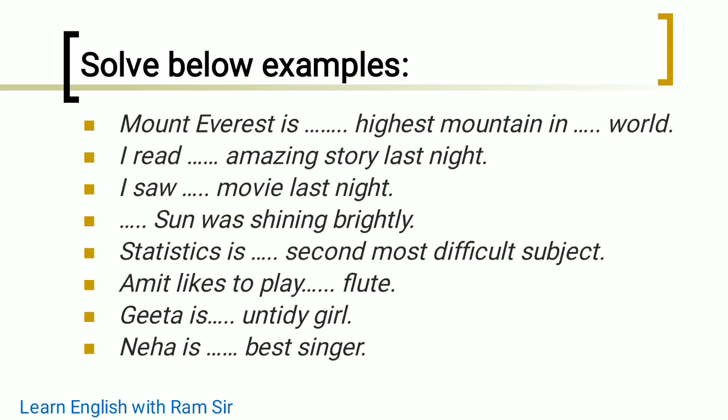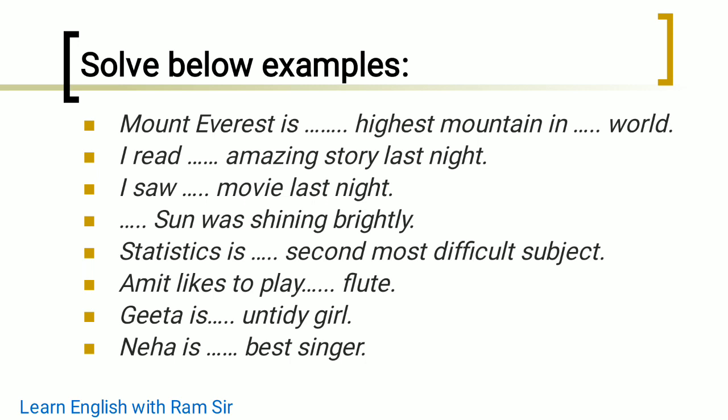The sun was shining brightly, because sun is a unique kind of thing. Statistics is the second most difficult subject. Second, first, second, third, ordinals, right? So before ordinals, you have to put the article. Amit likes to play the flute. The flute, right? Because this is a musical instrument.